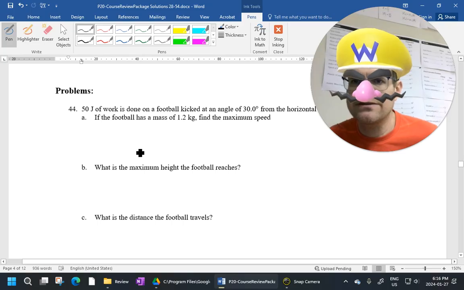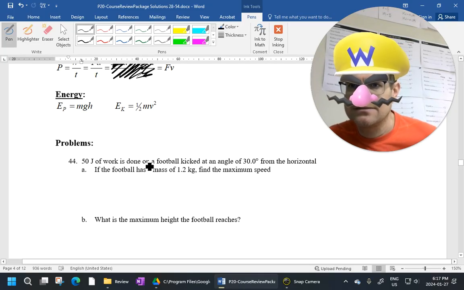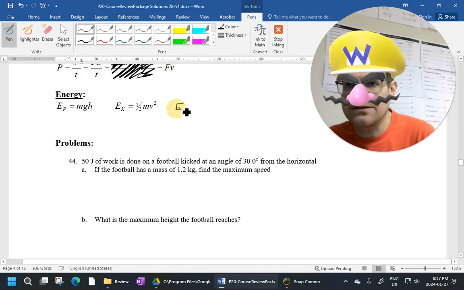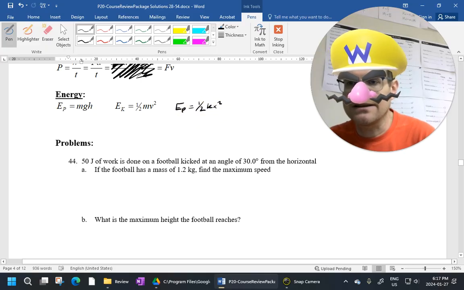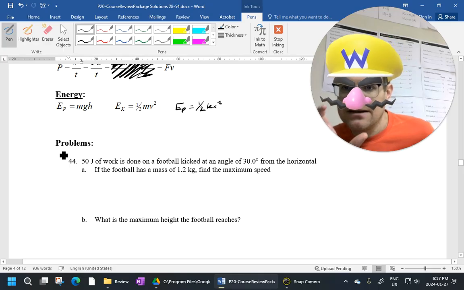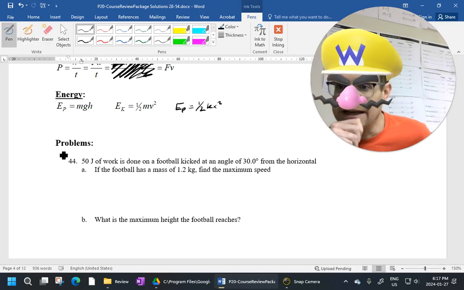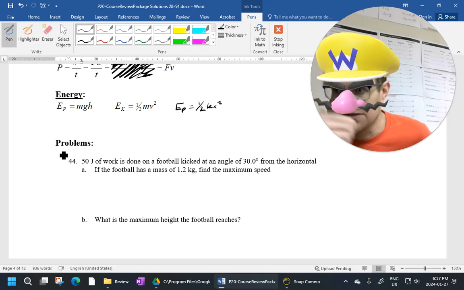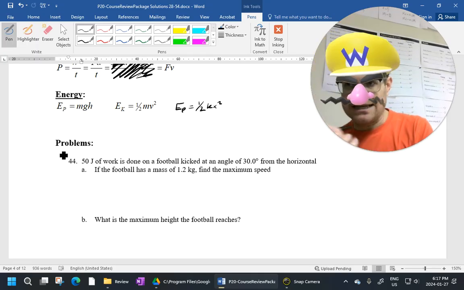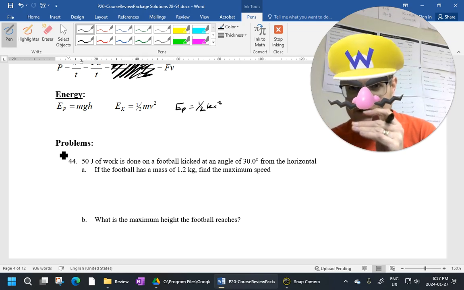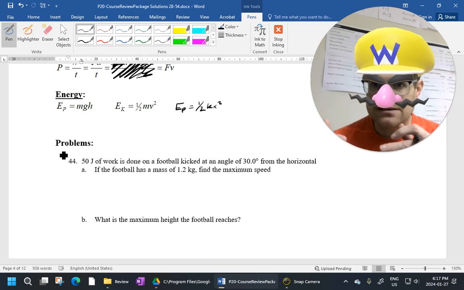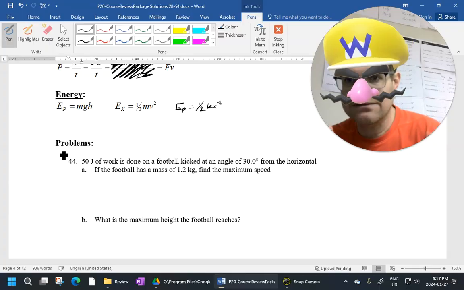Okay, so we got 50 joules of energy that's done. I should probably put in the other one here. Sorry, 1/2 kx squared, that's the elastic potential energy. Okay, 50 joules of energy or work is done on a football at an angle of 30 degrees from the horizontal. So I'm assuming the force is in that same direction of that 30 degrees. It's acting over a certain distance. And they calculated this force times distance, and they got this 50 joules of energy.